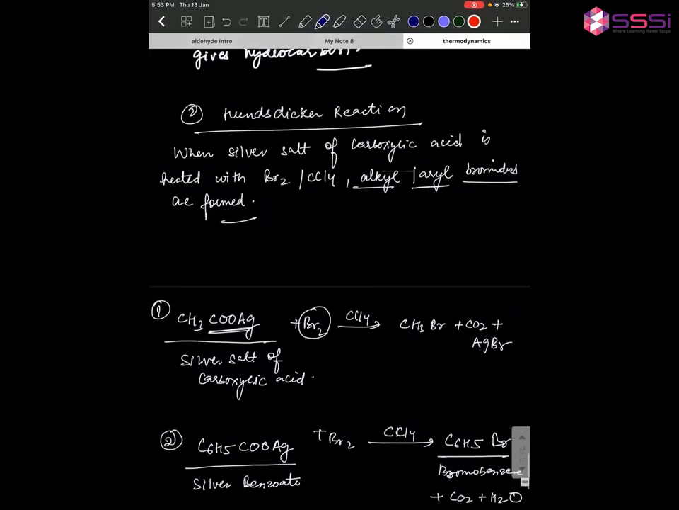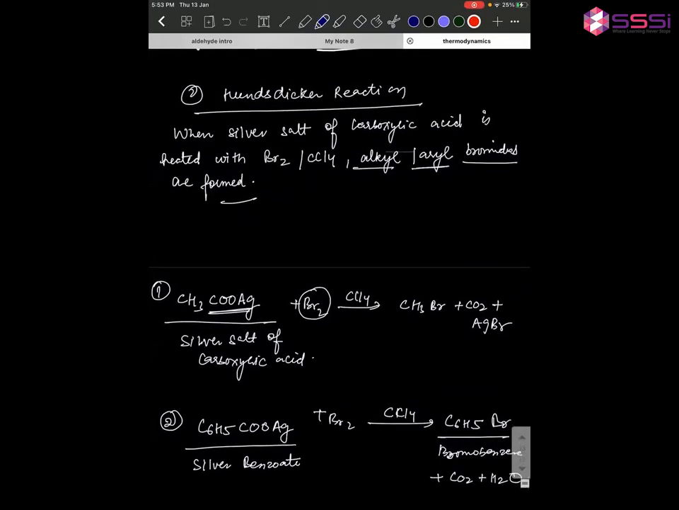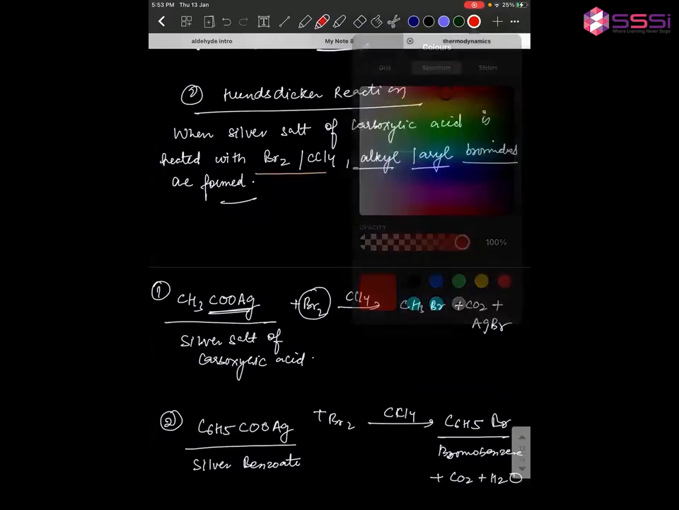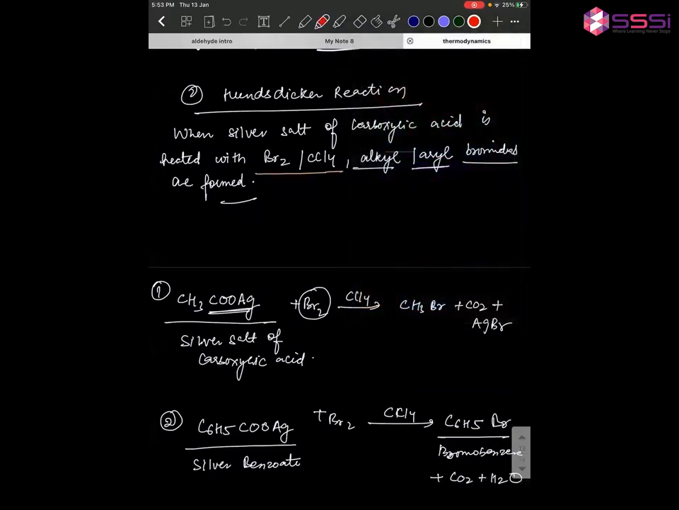Is it clear? What is Hunsdiecker reaction? When silver salt of carboxylic acid is heated with Br2 and CCl4, alkyl or aryl bromides are obtained. Is it clear? Yes, ma'am. Okay.